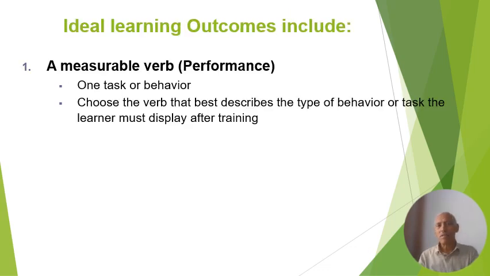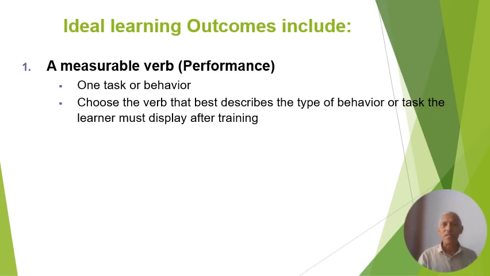Ideal learning outcomes include three components. Okay, so when you write your learning outcomes, a learning objective generally has three parts to it. The first part is that it has to have a measurable verb. That means it has to have performance. What is it that you want the students to do? The one task or behavior that you want the students to exhibit.